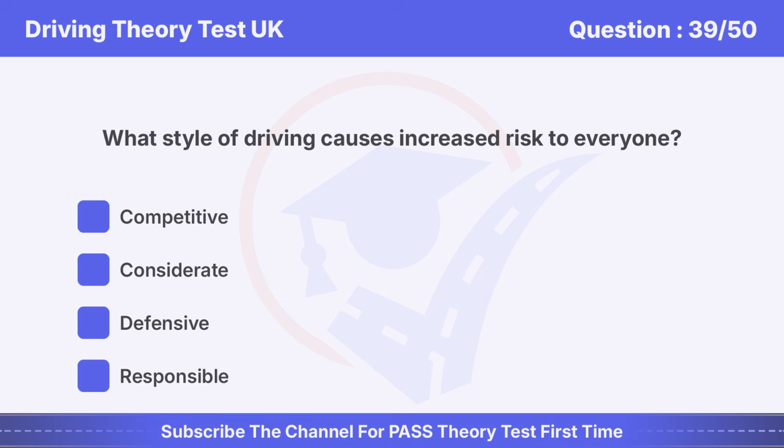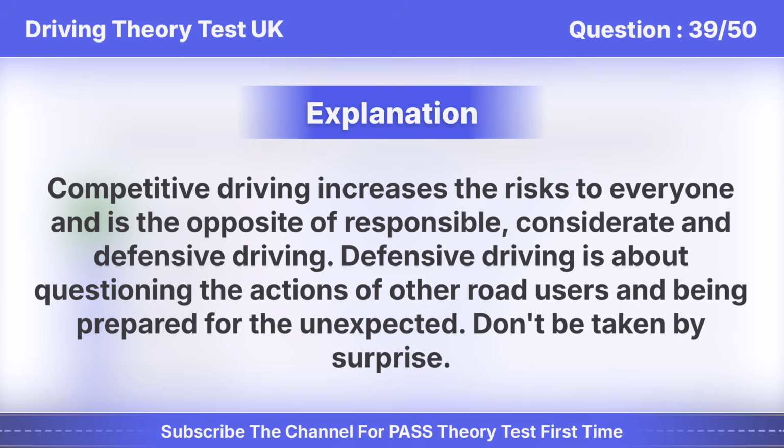Question 39. What style of driving causes increased risk to everyone? Answer is A. Competitive. Competitive driving increases the risks to everyone and is the opposite of responsible, considerate, and defensive driving. Defensive driving is about questioning the actions of other road users and being prepared for the unexpected. Don't be taken by surprise.